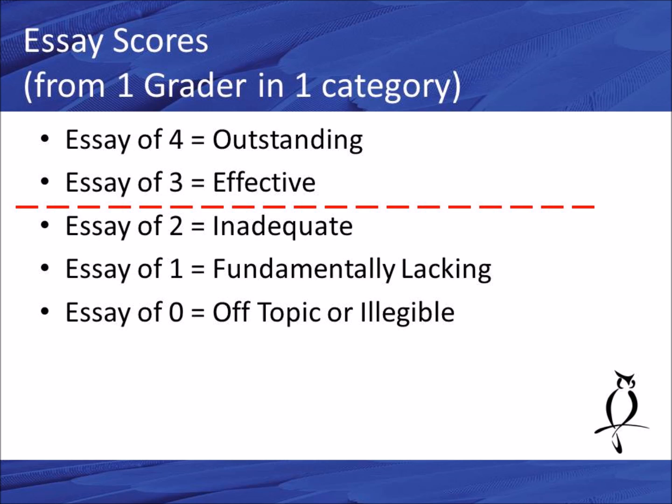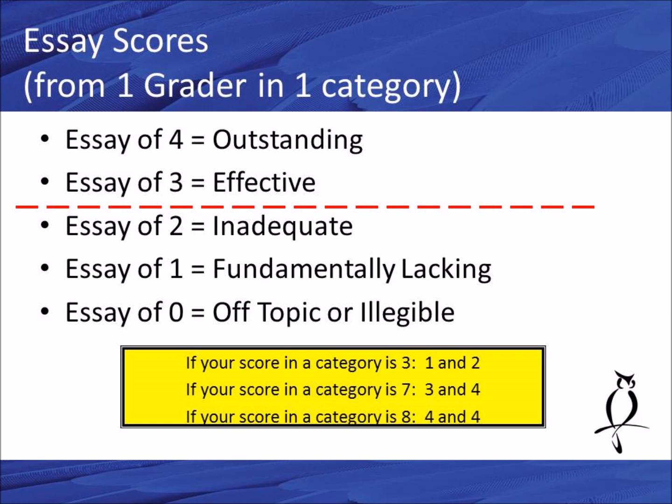So the dividing line here is between the 3 and the 2. Right? A 3 or a 4 is a good essay. A 2 and below is a bad essay. Okay, so since your score is a score from 2 different graders, it will be on the scale of 0 to 8.